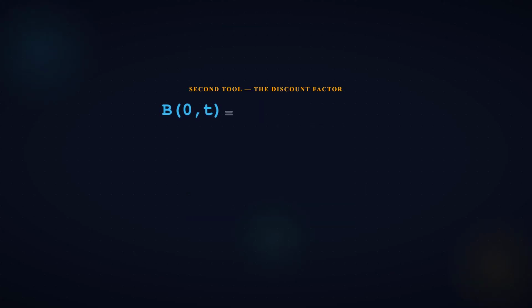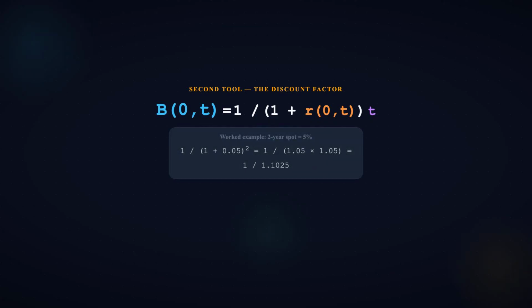Second tool, the discount factor. Watch the screen as the formula builds one piece at a time. B of 0, t equals 1 divided by 1 plus r of 0, t raised to the power t. In plain English, B of 0, t is the price you pay today for a promise of exactly $1 delivered at time t. Let us plug in the 2-year spot rate.